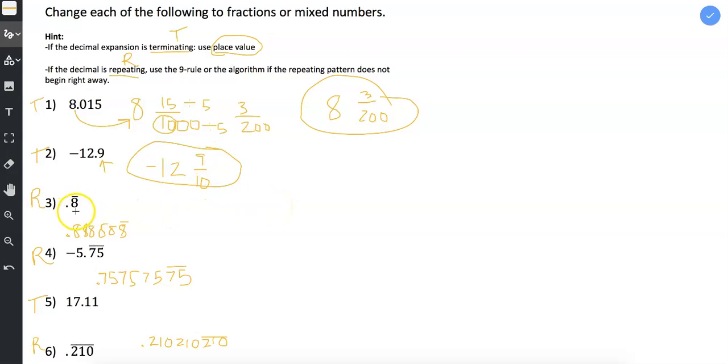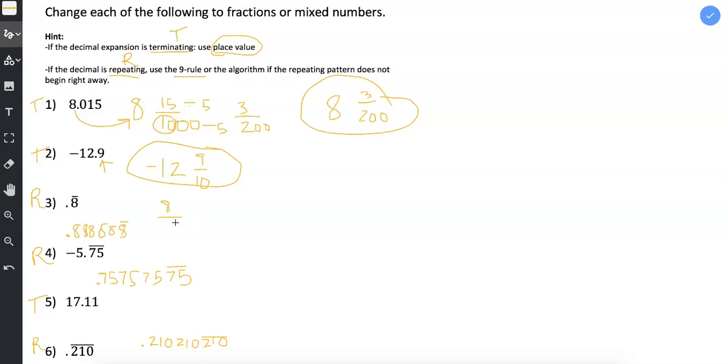All right, now we're getting to this repeating decimal. If you have a repeating decimal, we use the 9 rule, or we use the algorithm if the repeating pattern doesn't start right away. I gave you examples today where the repeating pattern starts right away to make it simple, so we can just use the 9 rule. So here's how the 9 rule works.